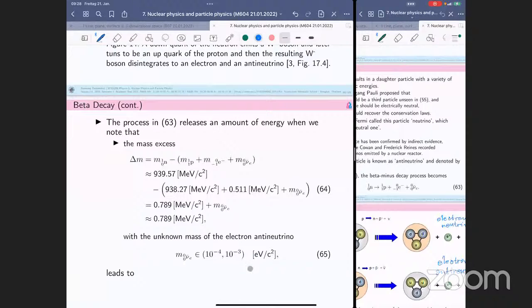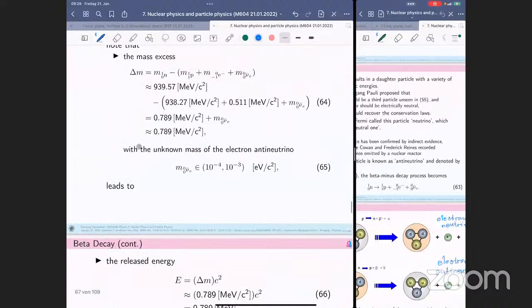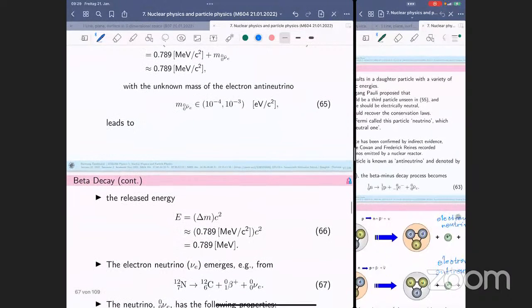They believe that, but now it's beyond the ability of the apparatus in physics. The mass of the electron neutrino lies in this range, which is very, very hard to detect. Now the least energy is going to be 0.789 mega electron volts. Once you convert it by multiplying with c square, you get the actual mass in mega electron volts from this process.